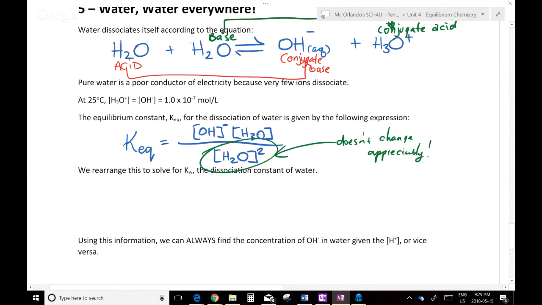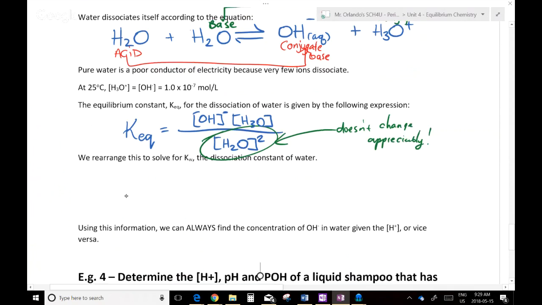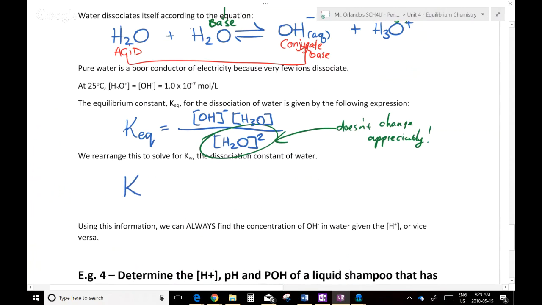This does not change appreciably. And so we can just put it in to be part of the constant. And so we name a new constant. And what do you think we call the constant of the dissociation of water? Kw. Did I put that above? I did.